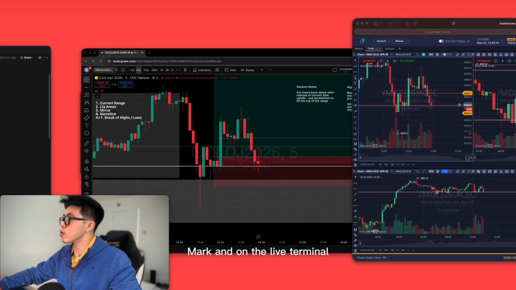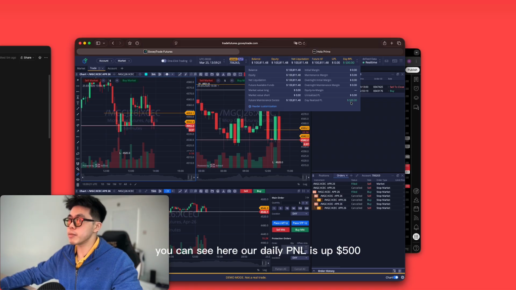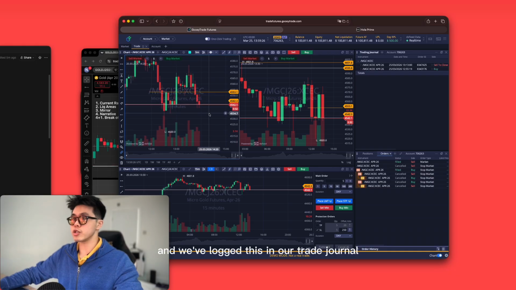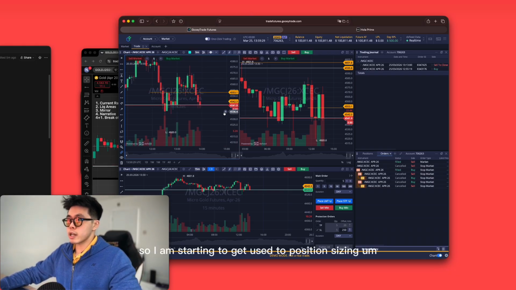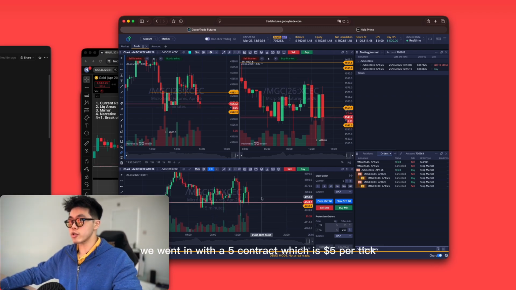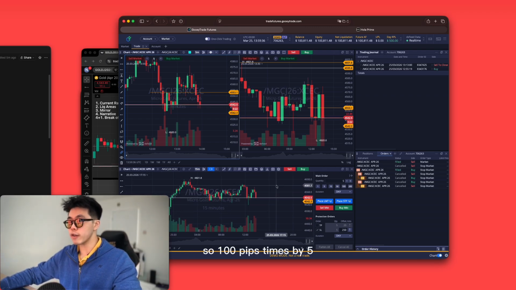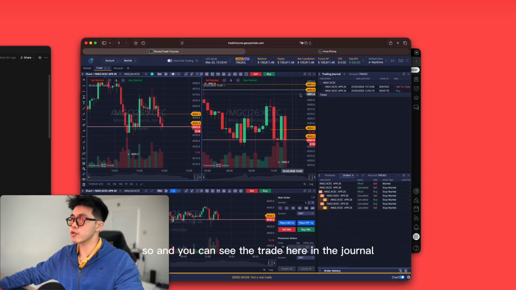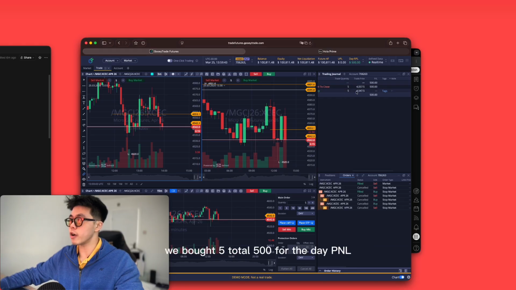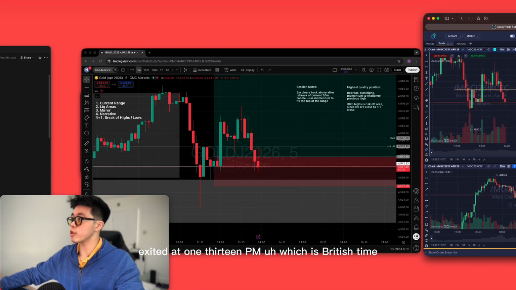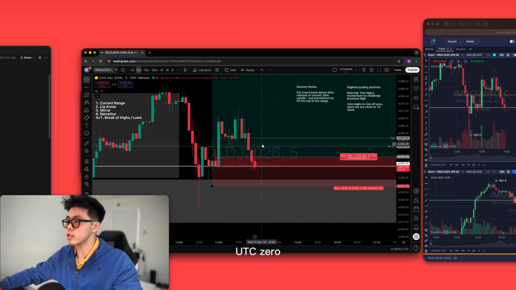And on the live terminal, you can see here our daily P&L is up $500. That's 100 pips, and we've logged this in our trade journal. So I am starting to get used to position sizing. We went in with a 5 contract, which is $5 per tick. So 100 pips times 5 gives you the $500 outcome of the day. And you can see the trade here in the journal. We bought 5. Total 500 for the day P&L. We entered the trade at 12:55, exited at 1:13 p.m., which is British time, UTC 0.